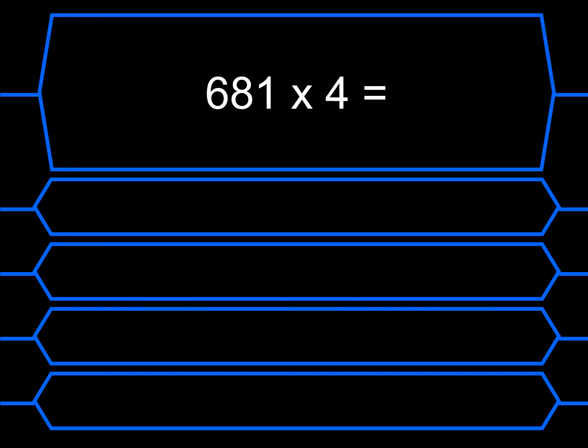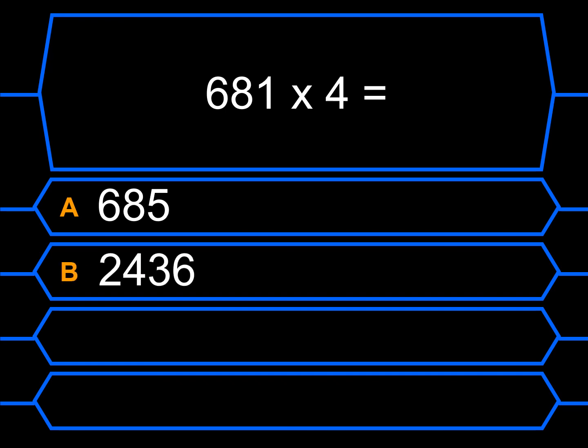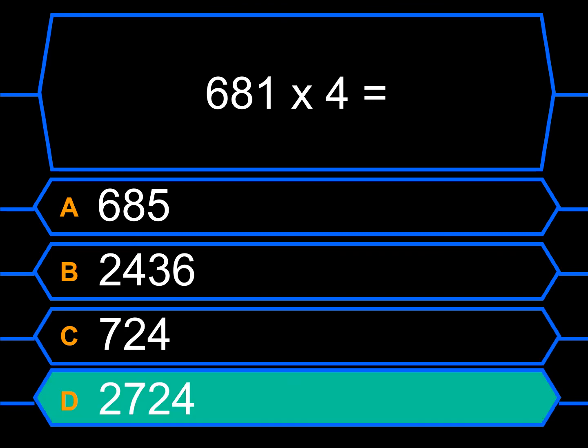681 times 4. Is the answer A, 685, B, 2,436, C, 724, or D, 2,724? Use your column method to work this one out. The answer is D, 2,724.